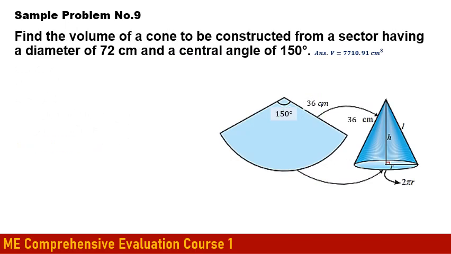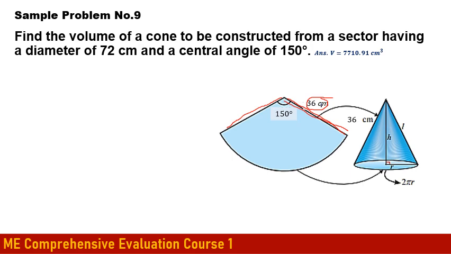Find the volume of a cone to be constructed from a sector having a diameter of 72 centimeters and a central angle of 150 degrees. So this is the sector that the problem is talking about. It has a central angle of 150 degrees and the diameter is 72, therefore the radius is 36. So this is the 36 cm, the radius of this sector. And then we are going to form a cone from this sector by folding it to obtain this one.